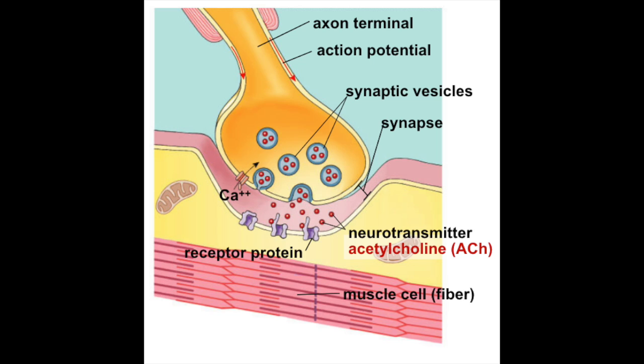Then on the receptor neuron, the ion-gated channel proteins, which are the receptor proteins on this diagram, open up to let the neurotransmitters in. Then once the neurotransmitters are passed through, they are either broken down or reabsorbed into the neuron.